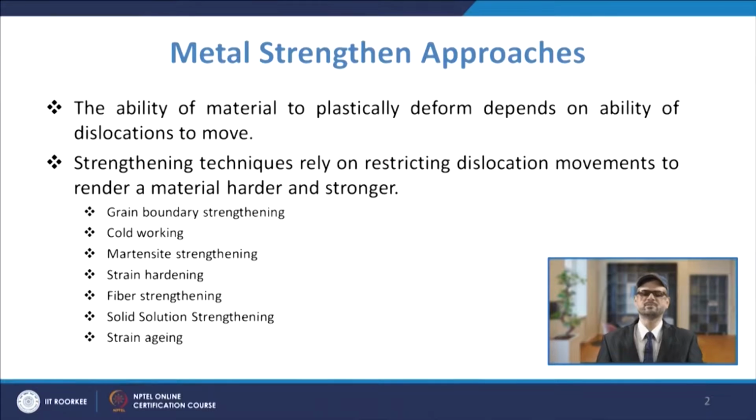The ability of a material to plastically deform depends on the ability of dislocations to move. So, basically you know that when dislocations are moving, it means the material has plastically deformed. And if by some mechanism or technique we restrict these dislocation movements, it means we are going to make the material harder and stronger.